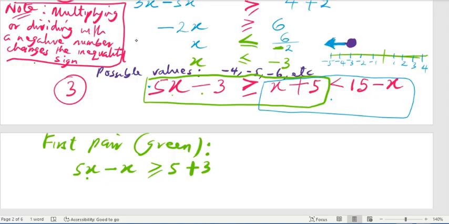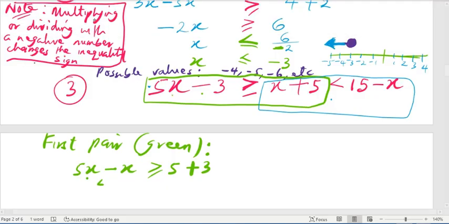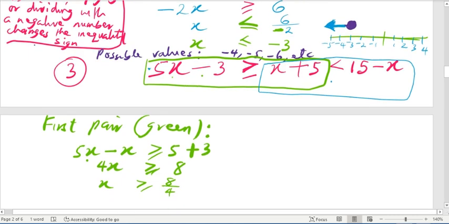5x minus x gives what? 4x. Okay. It's so easy. Please, I need to hurry up. We have extended our time so much. 4x is greater than 8, right? Yeah, 8. So what is x? Divide both sides by what? 4. X is greater than or equal to 2. 8 over 4 is 2. So x is greater than or equal to 2.